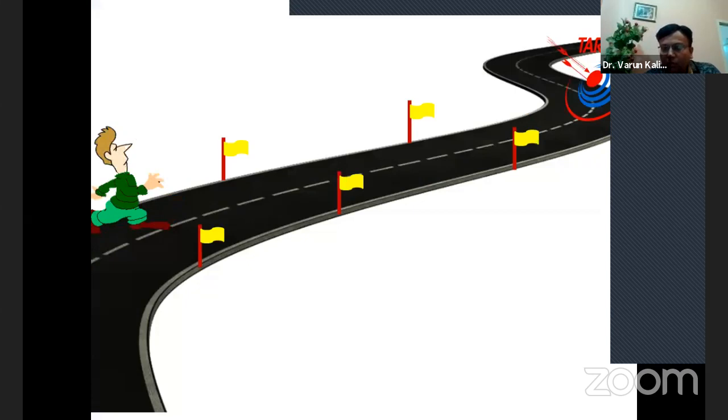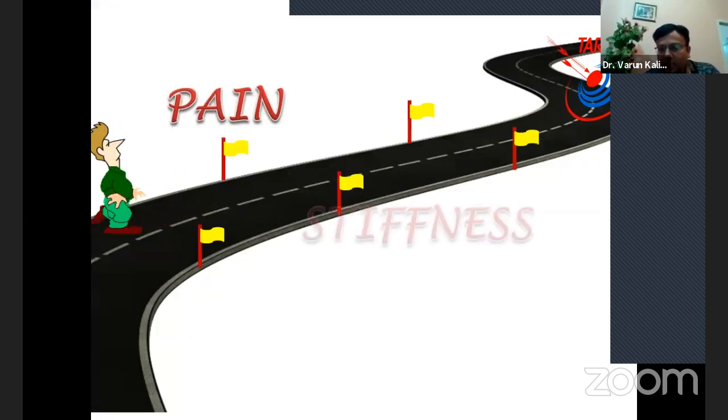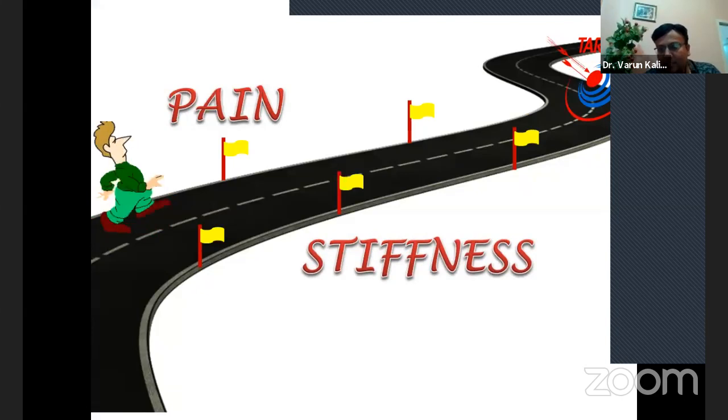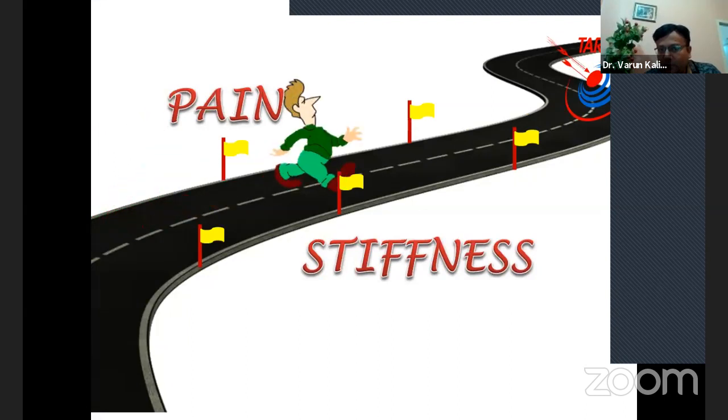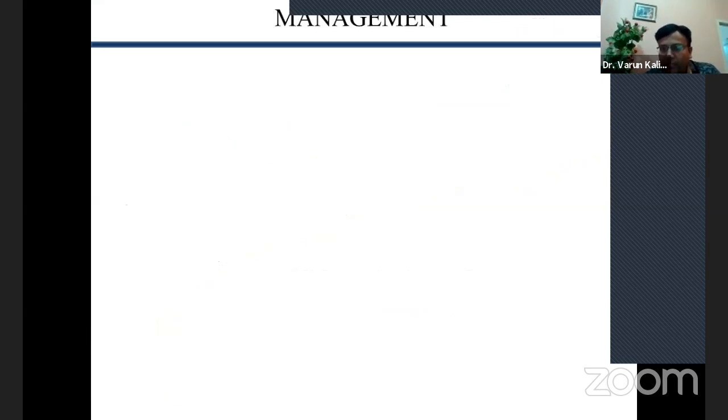So here we have two main symptoms. First one is the pain, second one is the joint stiffness. And we have to achieve our target. And what will be our target? Our target will be the complete shoulder range of motion without pain. And to achieve this target, we have different management or different treatment options.